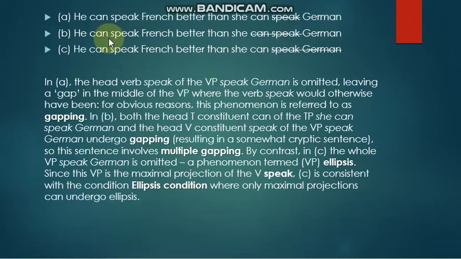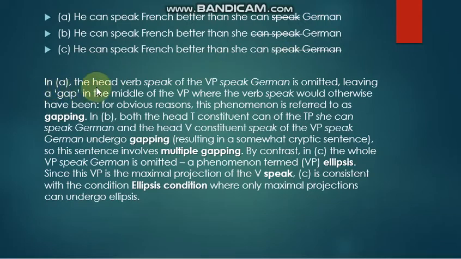So here I'm going to show you three sample sentences that he wrote in his book. Here he gave examples: He can speak French better than she can speak German. He can speak French better than she can speak German. As you can see, these are being struck through. Now, what does it mean?